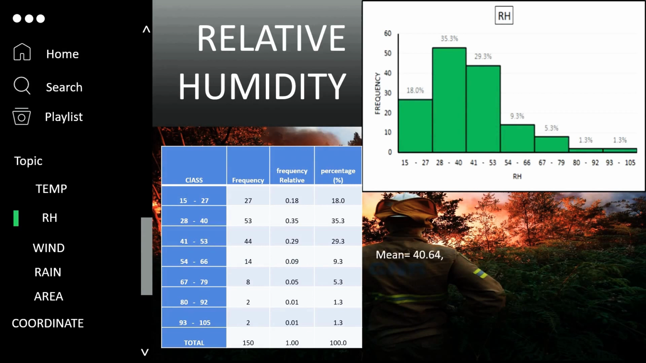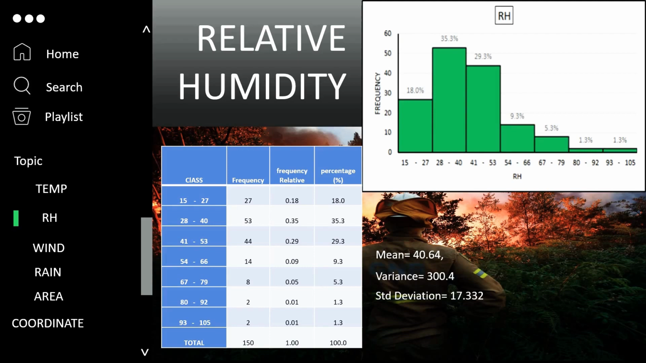Based on this chart, the highest relative humidity is in the range of 28 to 40 with the amount of 53 frequency, which represents 18.7%. Next, the lowest relative humidity is in the range of 80 to 105, which only have 2 frequency and represents 1.3%. The mean for the relative humidity data is 40.64. Moreover, the variance and the standard deviation are calculated as 300.4 and 17.332 respectively.